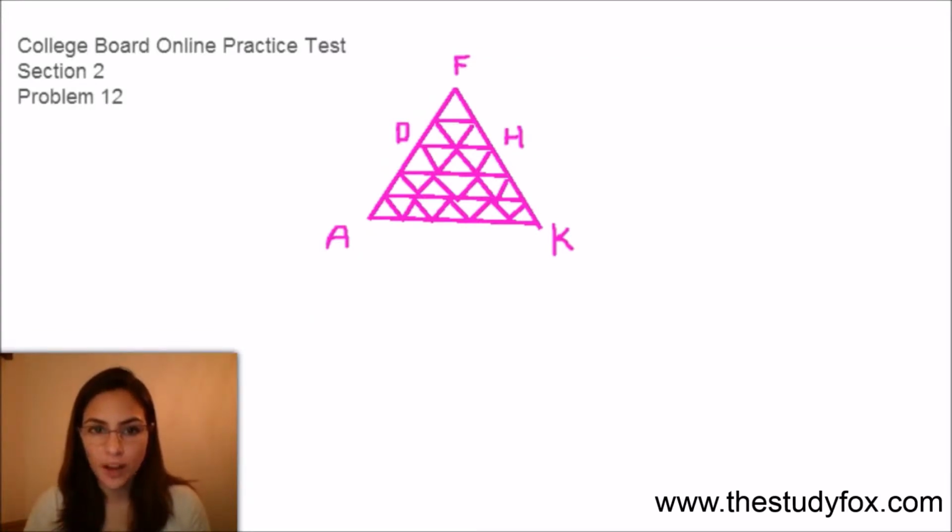We're solving problem 12. The figure above is composed of 25 small triangles that are congruent and equilateral. If the area of triangle DFH is 10, what is the area of triangle AFK? Okay, so let's break down this problem a bit. We know that the large triangle has 25 small triangles.